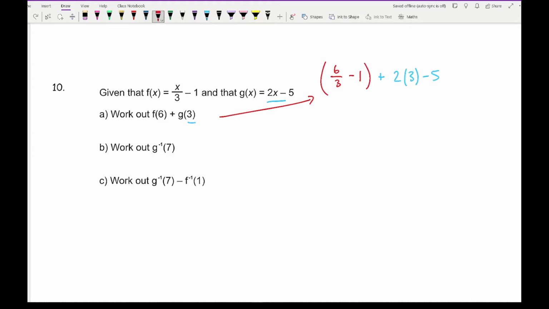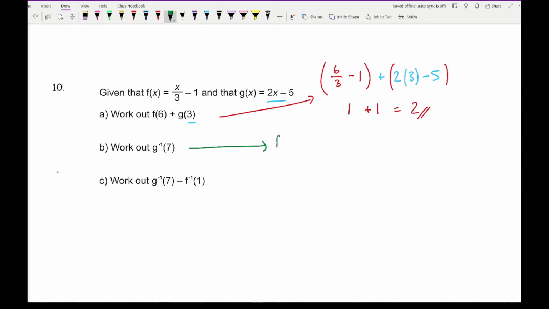Working out the numbers in red, that's going to be 6 divided by 3, which is 2. Take away 1 is 1. And 2 times 3 is 6. Minus 5 is 1. So it's going to be 1 plus 1, which is 2. Then we need to work out the inverse function of g and then substitute 7 into it.